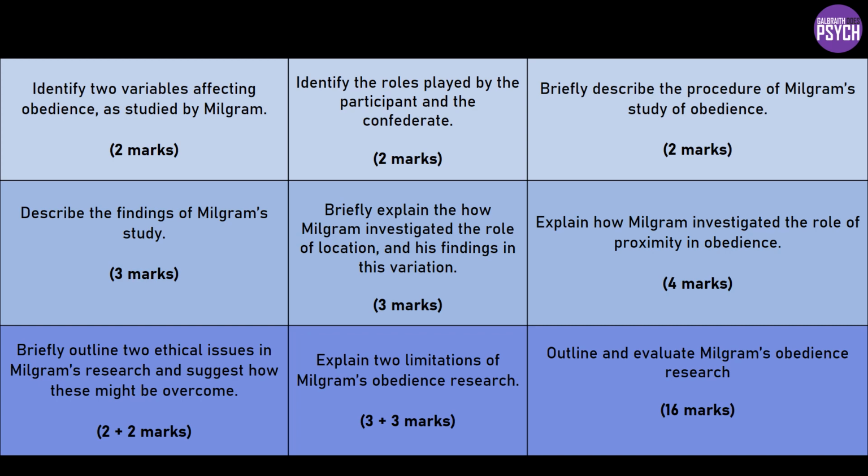Okay, describe the findings for 3 marks. Couple of key figures for you to learn, because this is a key study on the AQA spec. The percentage of participants that went all the way to 450 volts was 65, yeah, 65%. 100% of them went up to 300 volts, and then we started seeing people stop at that point, because that was the point where the victim, as it were, the learner, started objecting. So 100% all the way to 300, 65 to 450.